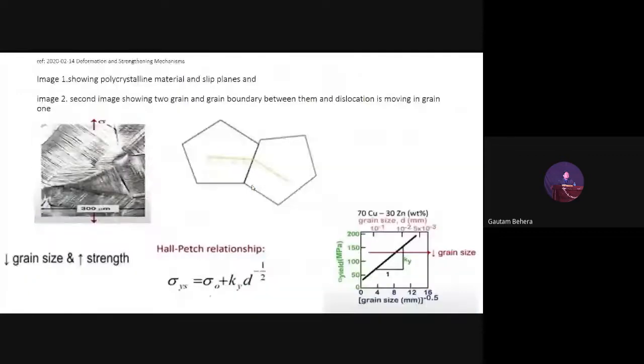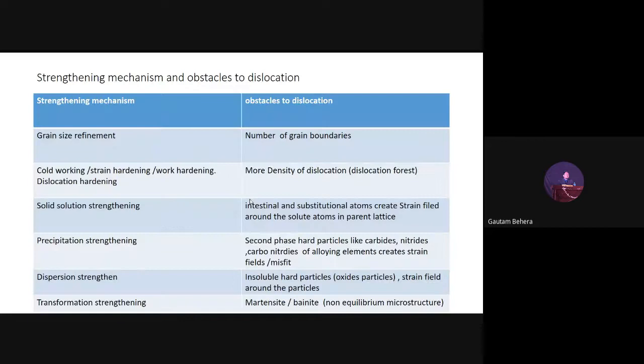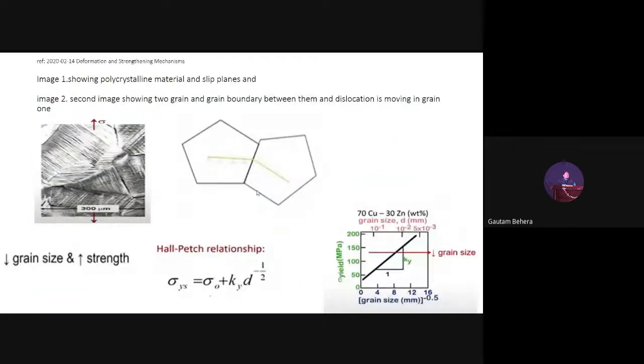So what is the principle behind grain refinement? The principle is that if we increase the number of grains, more grain boundaries will be there, right? More grains means finer grains, smaller grain size. We have more grain boundaries, and more grain boundaries mean more obstacles in front of the dislocations. So dislocations cannot easily move. Dislocation motion will be hindered or restricted. That will increase the strength of the material. I think everybody has understood.